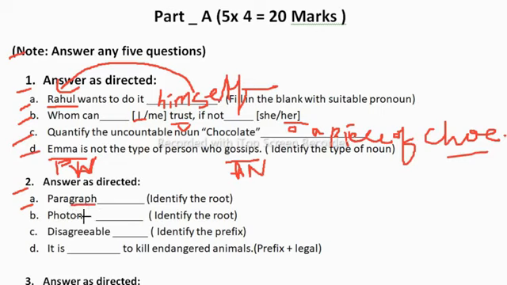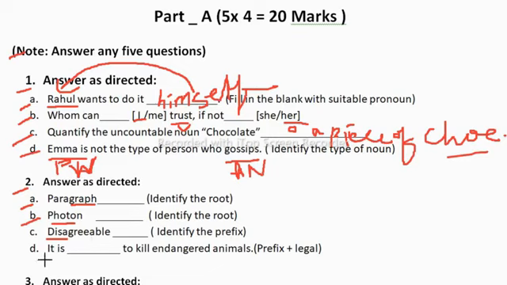Now in B, here again you have to identify the root. So photo is the root here. Now in disagreeable, here you have to identify the prefix. Prefixes are the words which we use before the root word. So dis is the prefix, and suffixes will be after the root word. Agree is the root word, but dis is a prefix, so you have to only identify the prefix here. Now let's move to the next one.